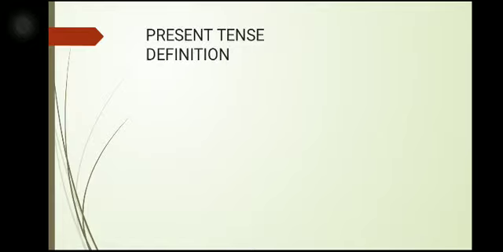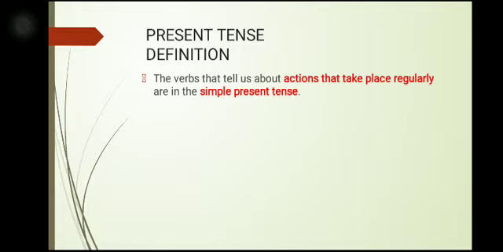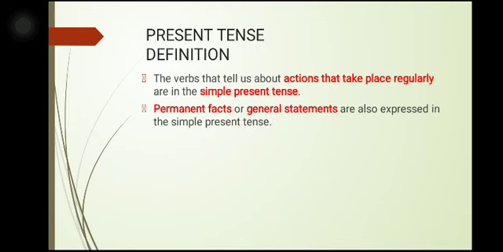First of all, let us see the present tense definition. The verbs that tell us about actions that take place regularly are in the simple present tense. It is very clear from the definition that those actions or verbs that take place on a regular basis are called simple present tense. Simple present tense expresses permanent facts or general statements. If you want to say a universal truth or a fact or a simple statement, then you have to use present tense. Some of the examples: the sun sets in the west.